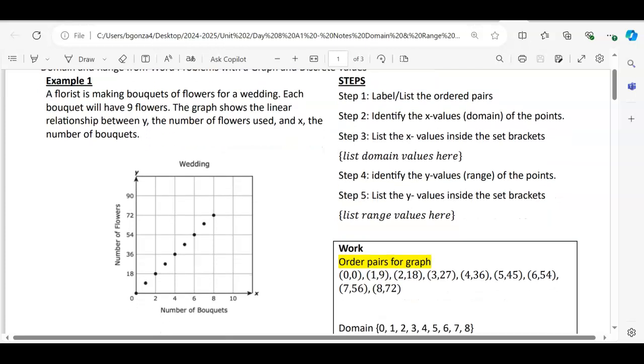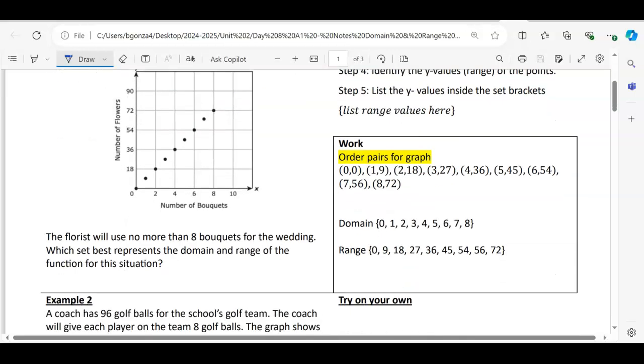It says a florist is making bouquets of flowers for a wedding. Each bouquet will have 9 flowers. That's important. The graph shows the linear relationship between y, the number of flowers, and x, the number of bouquets. Now look, it's a word problem, but we have a graph. We have a discrete graph. We're going to use that picture, okay? It goes on to say the florist will use no more than 8 bouquets. Do you see how the bouquets stops right here at 8? So it makes sense. For the wedding, which set best represents the domain and range, right?